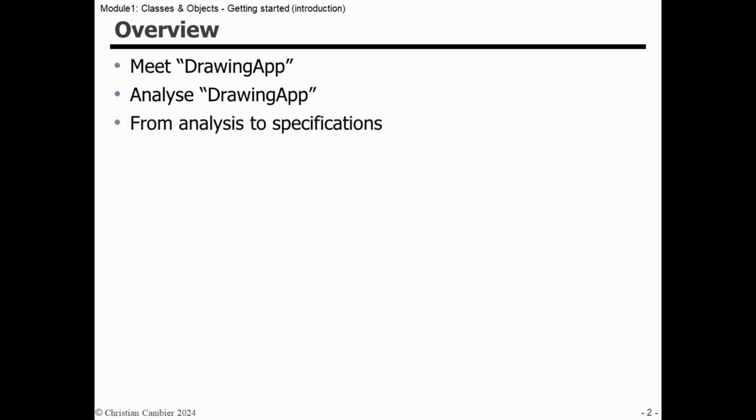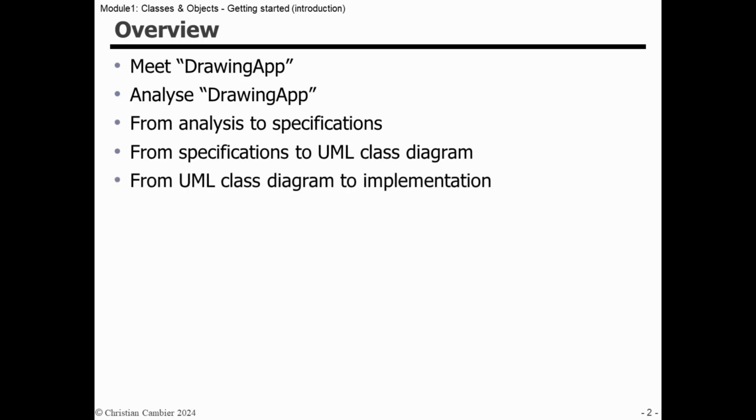Now, before implementing a program, in our case in Java, it's always a good idea to know what you have to implement, to have a goal. Well, that goal can be achieved by performing an analysis first, the result of which will serve as a starting point of the implementation. The analysis will result in specifications, and the specifications are then translated, so to speak, to UML diagrams. In our case, a UML class diagram. And from the UML class diagram, we move on to the implementation in Java.